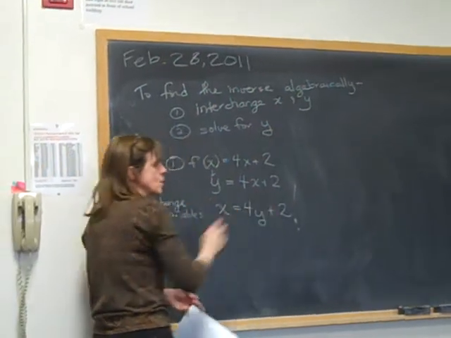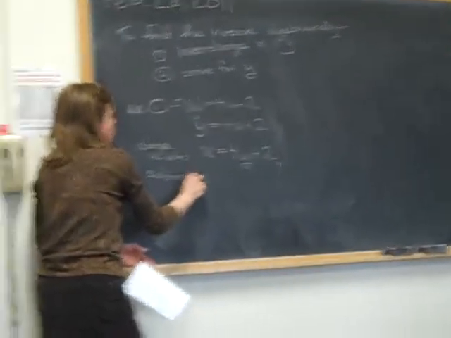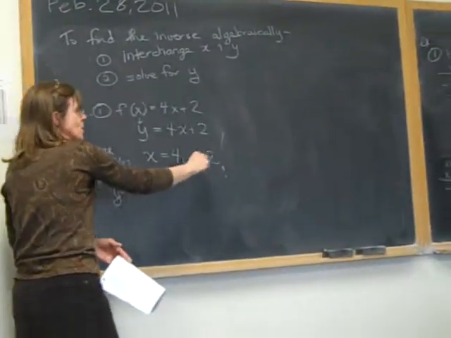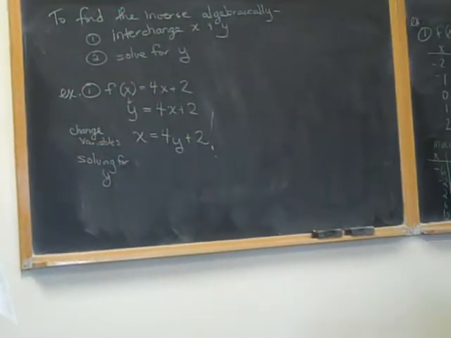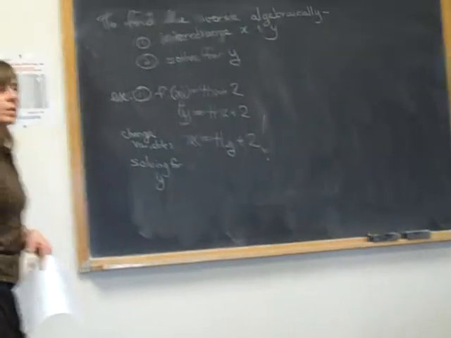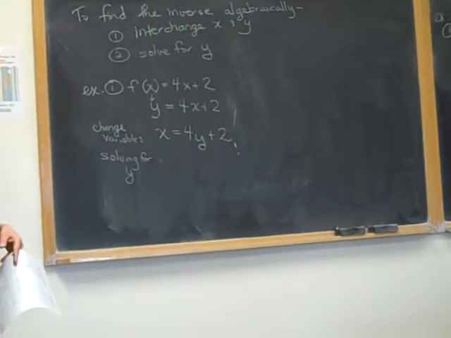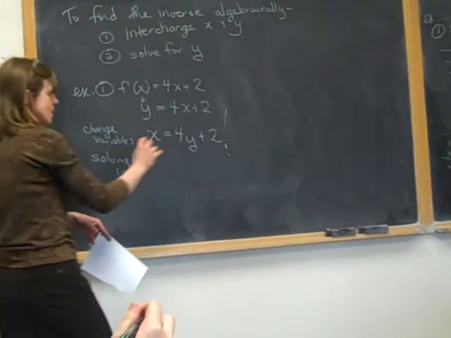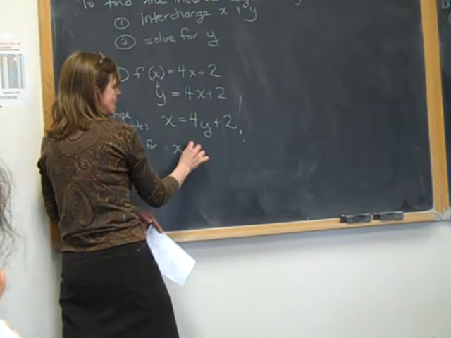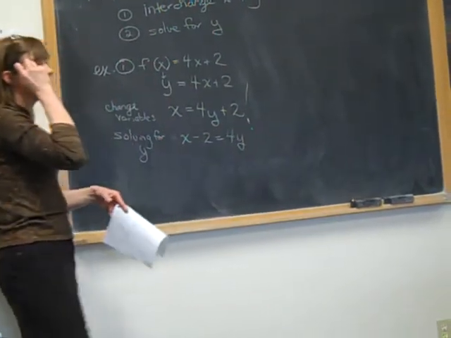So we just switch the variables. Now how would we go about solving for y? What would we do to x equals 4y plus 2 to get y alone? What would be our first thing to do? Subtract the 2 from both sides. Subtract the 2 from each side, so make it x minus 2 equals 4y.